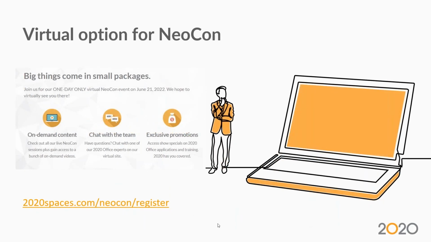And then if you're not going to NeoCon, don't worry, we are recording all of our theater sessions that we have going on. So the week after NeoCon, we are going to be doing a virtual option. You can check out and register for that at 2020spaces.com/NeoCon/register. That will happen just on one day, on June 21. So there's going to be some great content, basically our theater presentations. You're going to have the option to chat with our team, and we'll also, of course, have a great promo if you're looking to add any licenses.